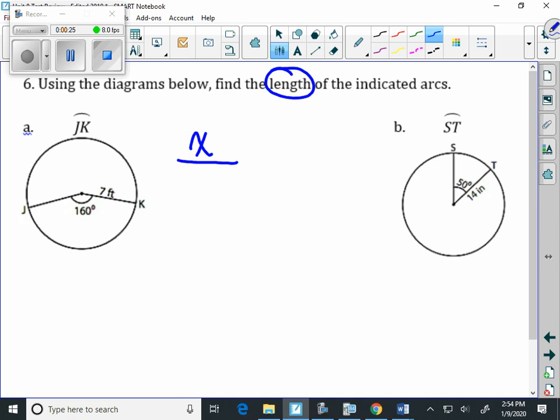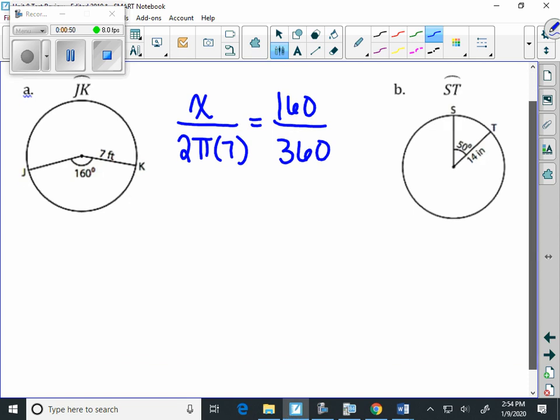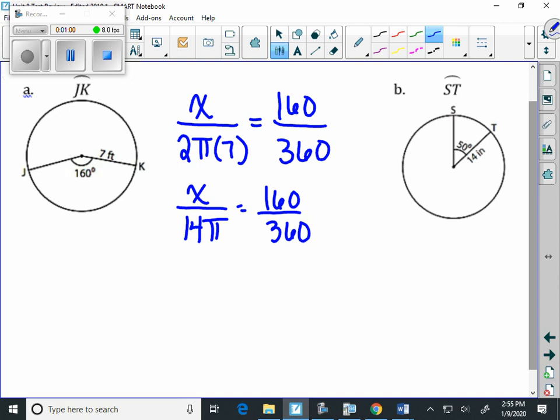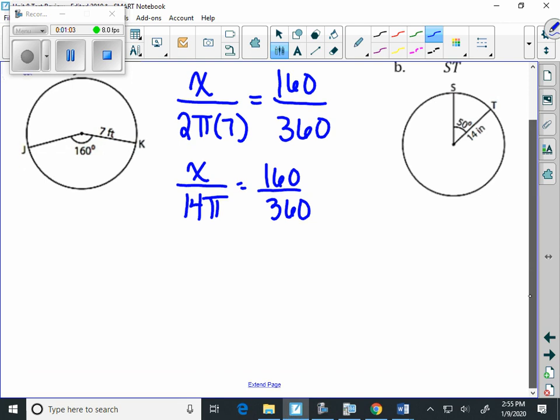And then in our denominator, in the bottom of the fraction, we're going to put the circumference, 2 times pi times 7. And then on the other side here, the measure of our central angle, which is also the measure of our intercepted arc, is 160 degrees, divided by 360. And we can simplify that just a little bit. That's x over 14 pi, 2 times 7 is 14, equals 160 over 360.